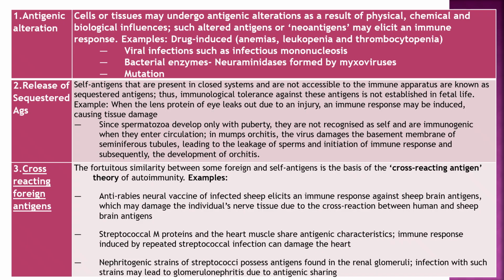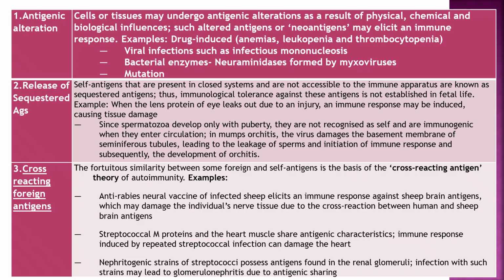Cross-reacting foreign antigen. The similarity between some foreign and self-antigens is the basis of the cross-reacting antigen theory of autoimmunity. Example, anti-rabies neural vaccine from infected sheep elicits an immune response against sheep brain antigen, which may damage the individual's nerve tissue due to cross-reaction between human and sheep brain antigen.